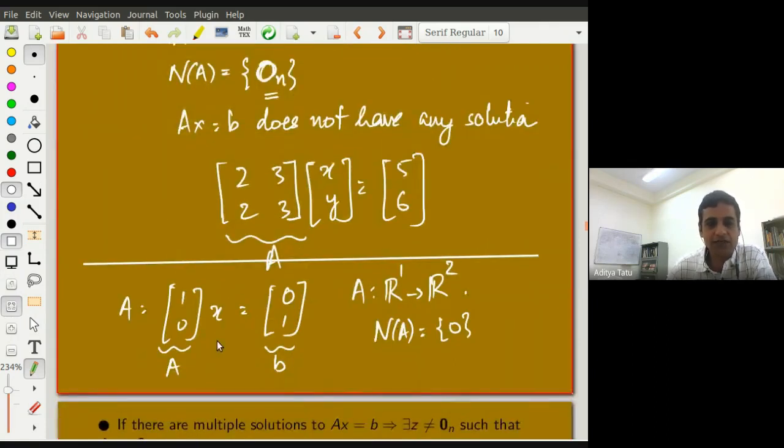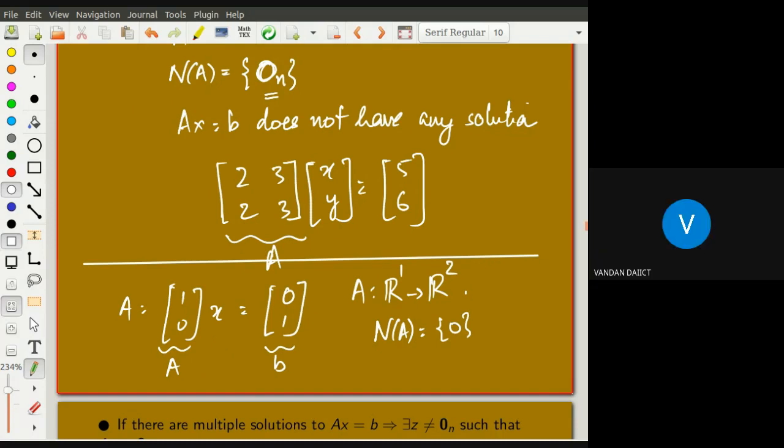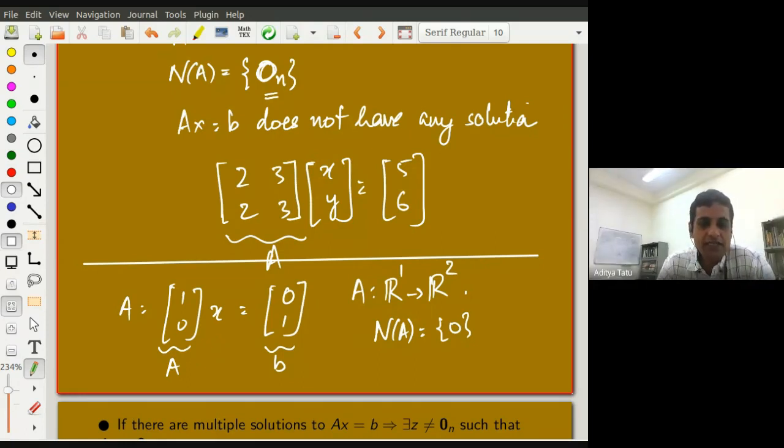I mean, from this example, can you construct such an example? Very easy. Maybe take that as homework. So we have seen this example where the null space has only the 0 vector, and still Ax equal to B has no solution. Forget uniqueness. Okay, it has no solutions. Similarly, can you construct an example of a matrix whose null space has infinitely many elements, but still Ax equal to B has no solutions?